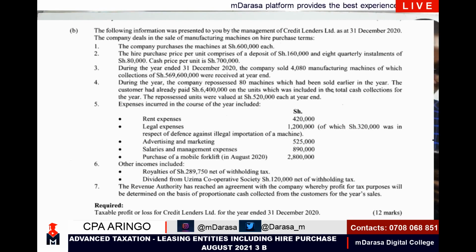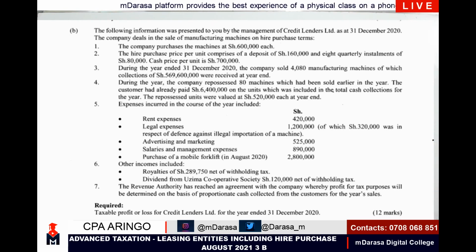So in that case, you are given note 1. We are told that the company purchases the machines at 600,000 each. So what you should mark clearly as you're analyzing the question is the purchase price, which you are given as 600,000. We are taking our notes down. The hire purchase price per unit comprises a deposit of 160,000 and 8 quarterly installments of 80,000. Cash price per unit is 700,000.